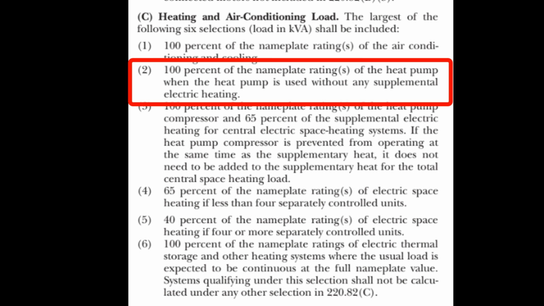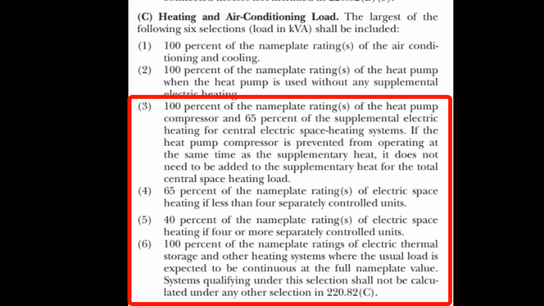2. 100% of the nameplate rating of the heat pump when the heat pump is used without any supplemental electric heating. I don't have a heat pump, but there's a possibility I might add a mini split in the attic, so I might need to consider that as a fixed appliance load. 3 through 6 don't apply to my situation, but they're easy to understand and I'm suggesting you take them on as homework.